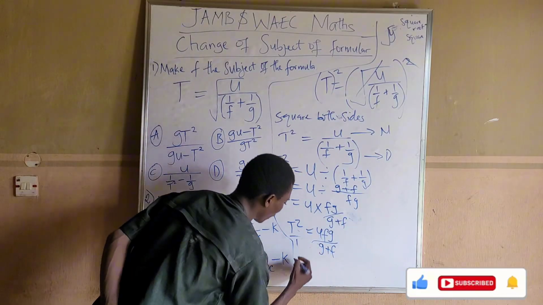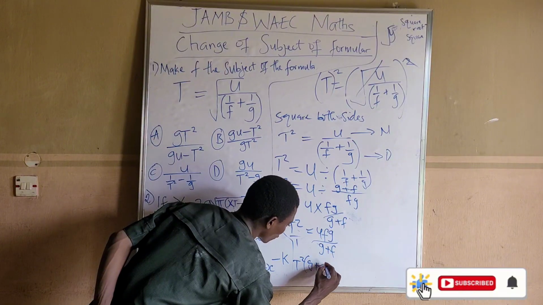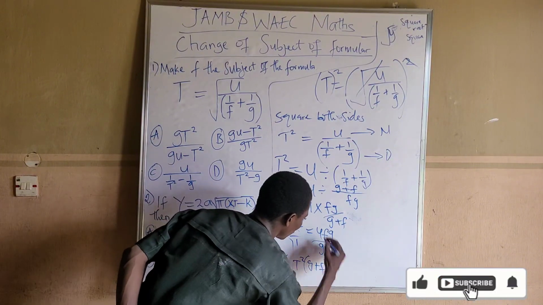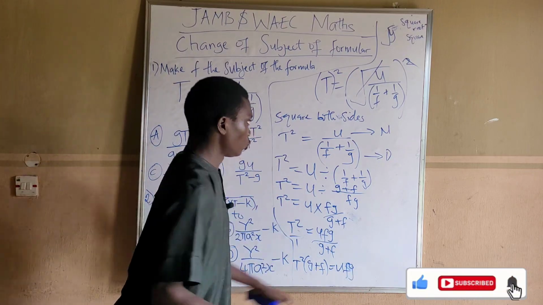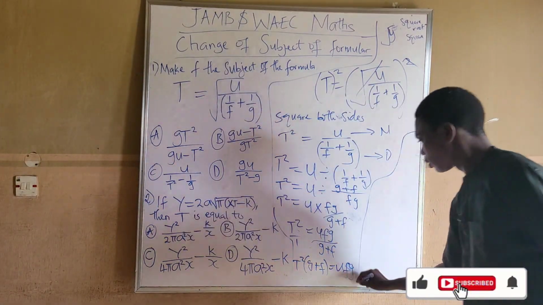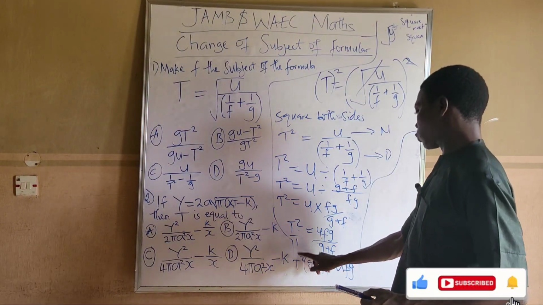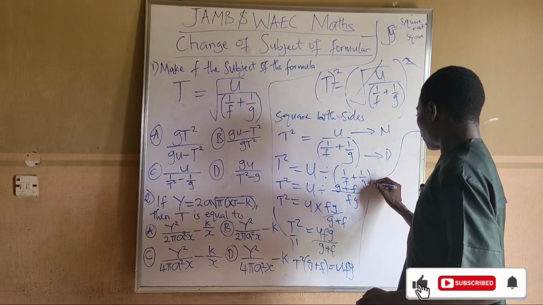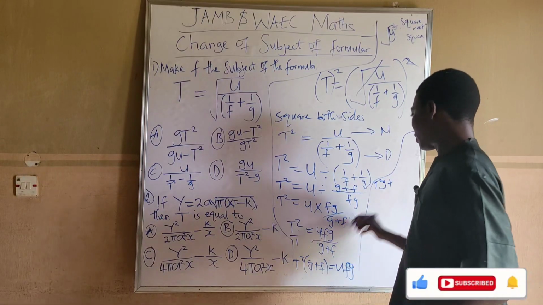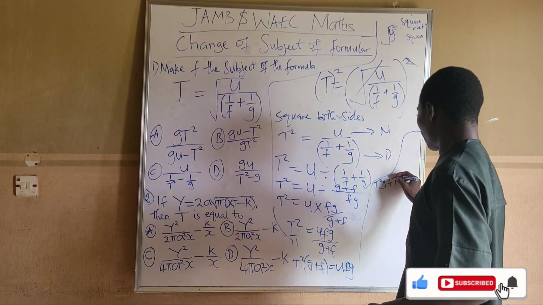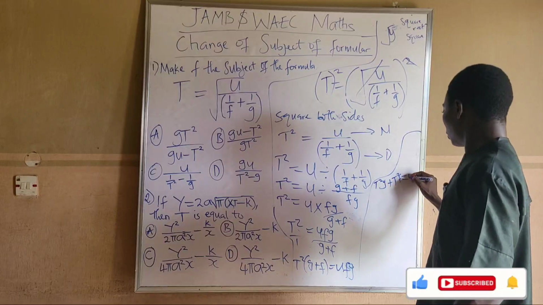When you cross multiply, we have t square into bracket. It will multiply this, will multiply this, g plus f. And this will multiply this, which will still give us ufg. So let's try to expand this. t square times g, that will be t square g plus t square times f, t square f equals to ufg.